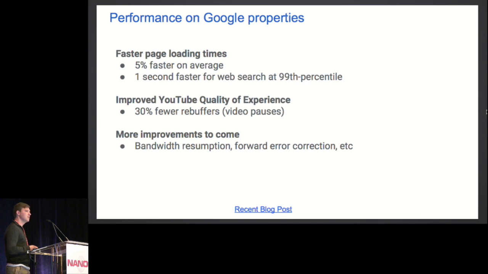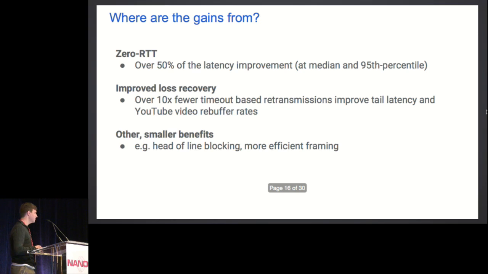It also improves YouTube quality of experience, 30% fewer rebuffers, which is a huge difference. And we have a lot more improvements to come. We're only at the beginning. Forward error correction, bandwidth resumption, much more. So 0 RTT is one of the big ones in terms of where all the improvements come. Over half of the latency improvements come from that one thing at the moment. It's also the feature we sort of designed the protocol around to work really well, and we've invested a huge amount of time in.